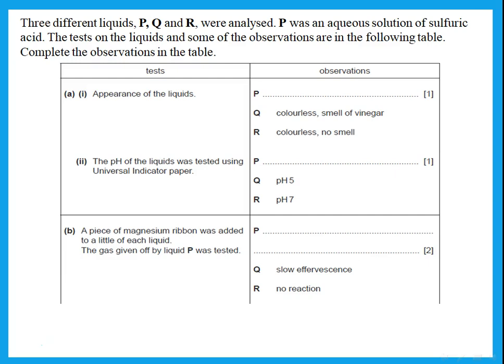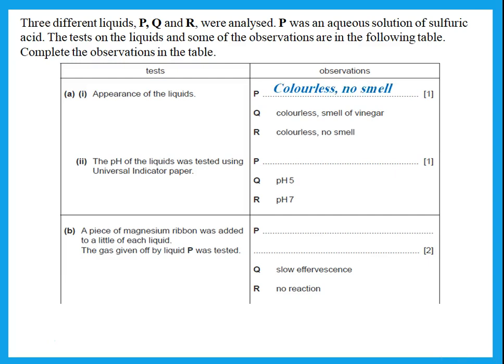Okay? Three different liquids, P, Q, and R, were analyzed. P was an aqueous solution of sulfuric acid. The tests on the liquids and some of the observations are in the following table. So he's telling me that P is sulfuric acid. So what is the appearance of P? You should know that all acids are colorless. So this is colorless with no smell.